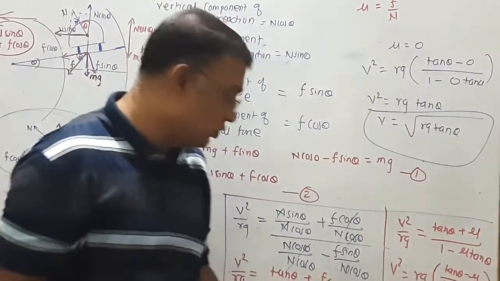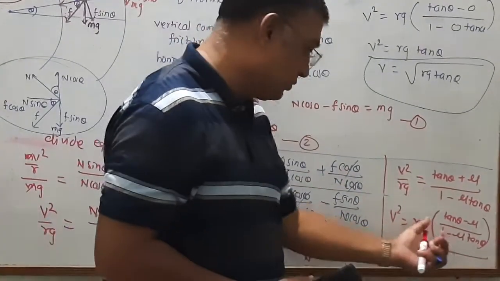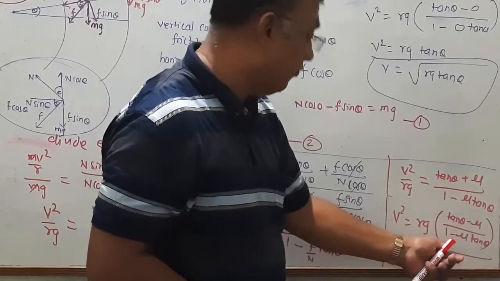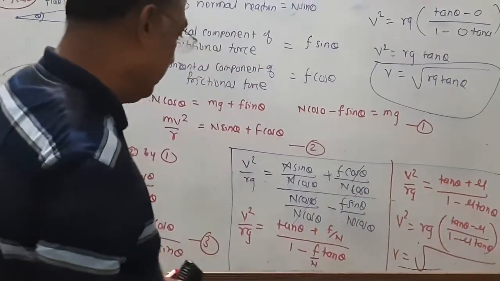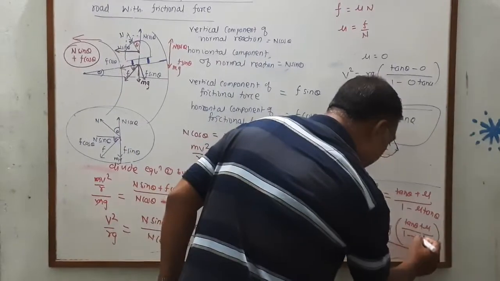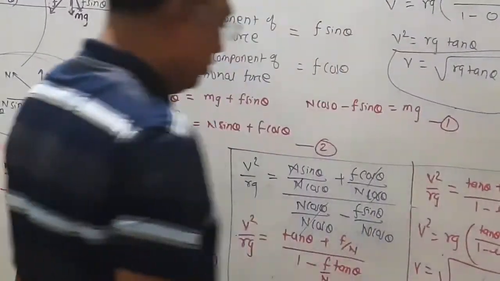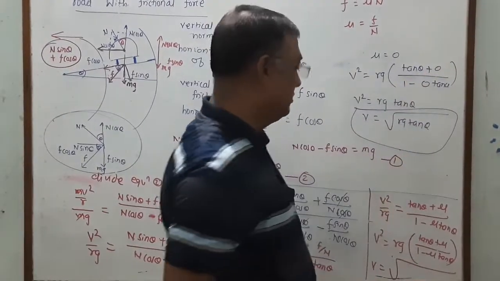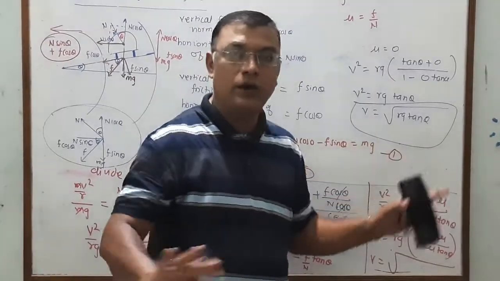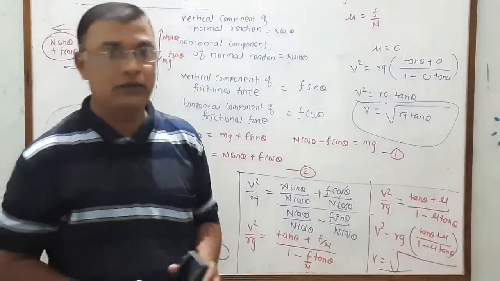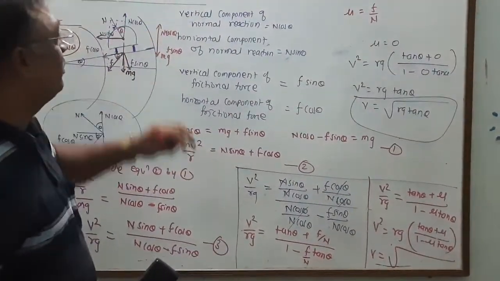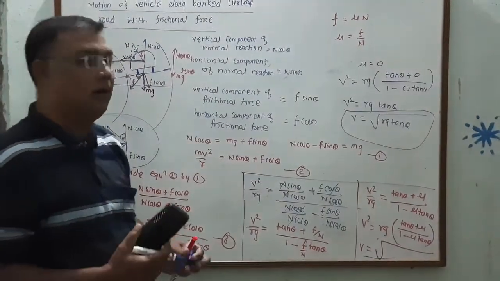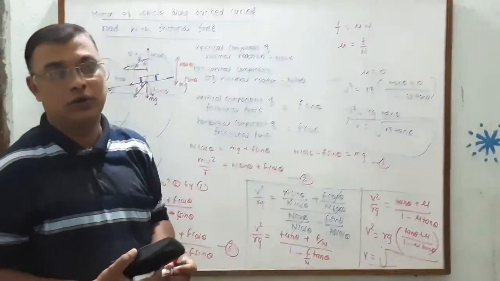If the frictional force is taken into account, the equation comes out to be v square is equal to rg in bracket tan theta plus mu upon 1 minus mu tan theta here. So this is the equation that you can consider, that is v is equal to under root of that. Okay. So in this way we have derived the equation for the motion of the vehicle along the banked curved road here.